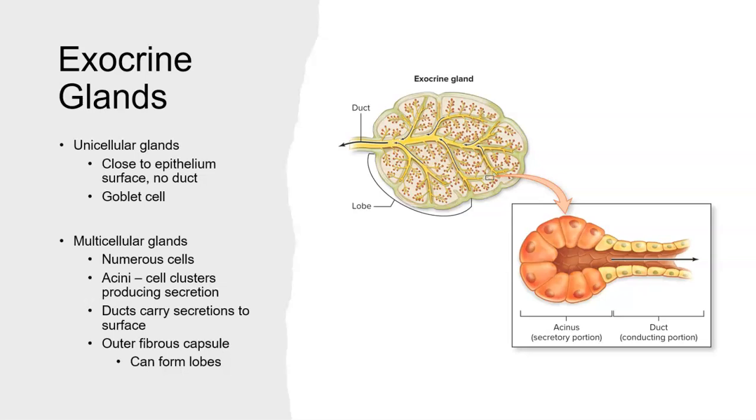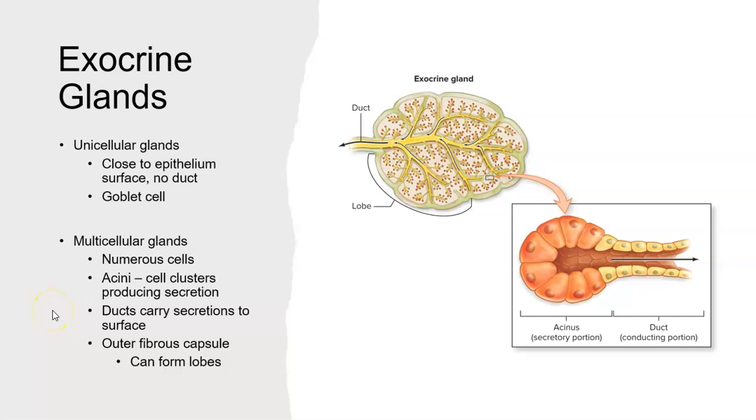Uni, of course, means one. So unicellular glands typically are not going to have a duct, and they're going to be located close to the surface of the epithelial tissue. The most common type of these unicellular exocrine glands are the goblet cells. So you find goblet cells in simple columnar epithelial and also in the pseudostratified columnar.